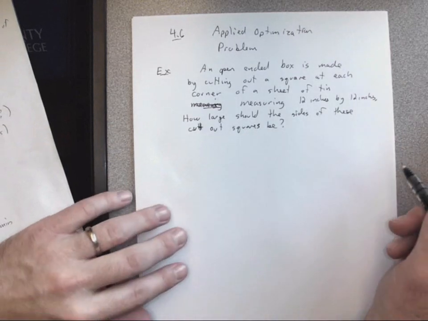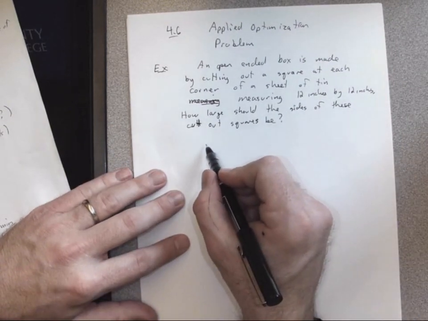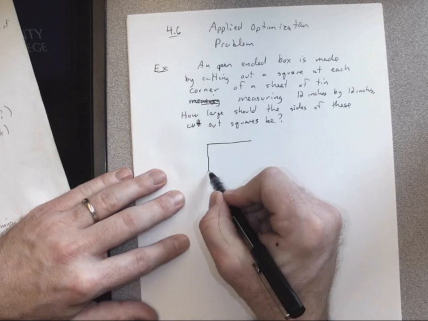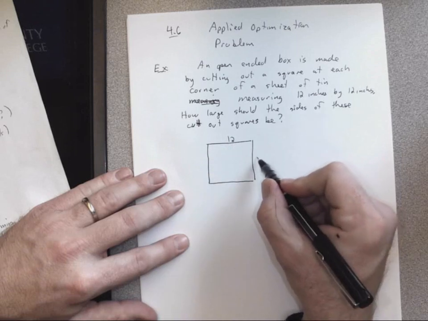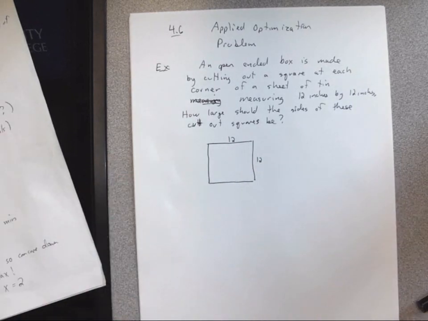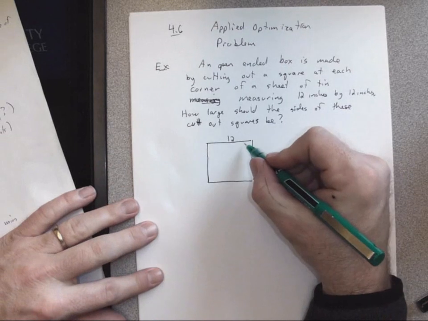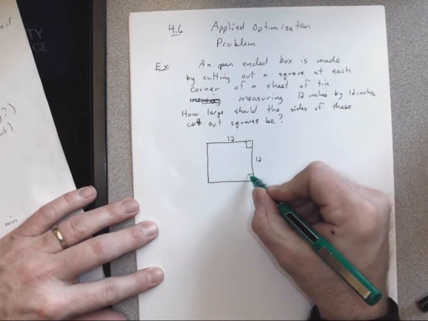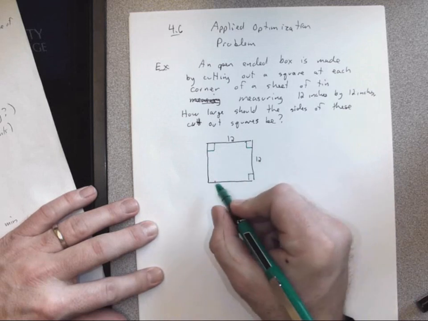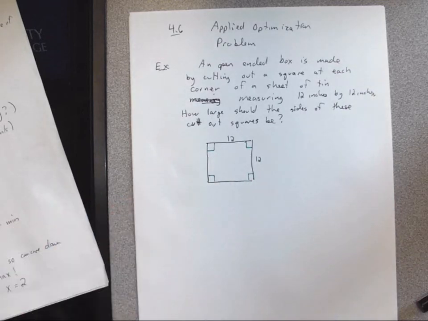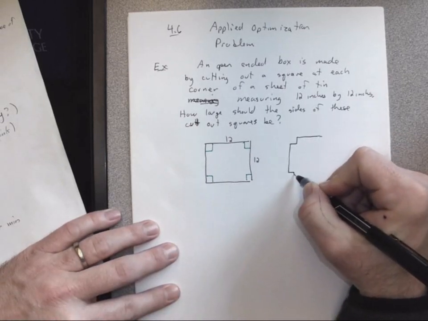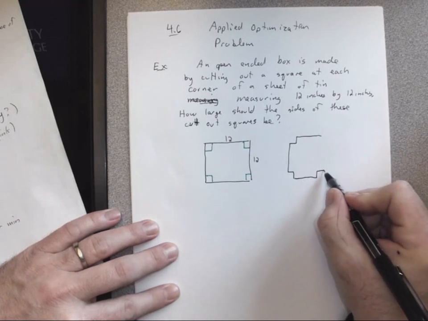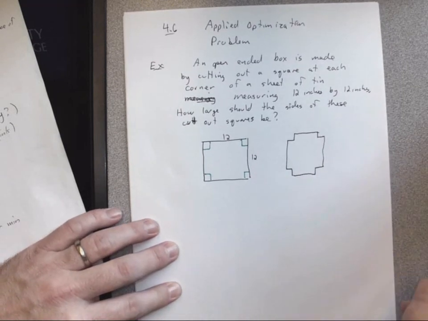All right, so to show you, a lot of these are very pictorial. I have a sheet of tin right here. It's going to be 12 inches by 12 inches. So this is 12 by 12. What we're going to do is cut out some squares from each corner. I'm going to cut a square out of this, the exact same size square out of this, and out of this, and then here as well. So I'm going to chop those away. So what you're going to get is something that looks more like this now.